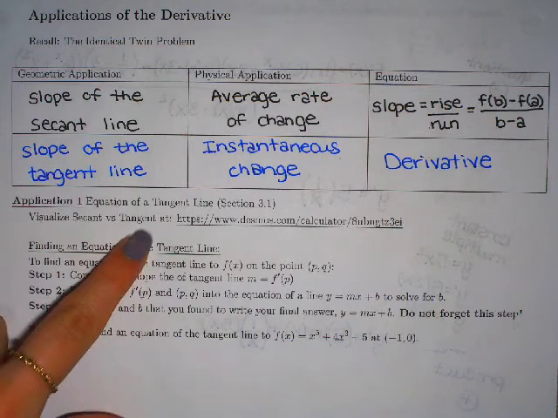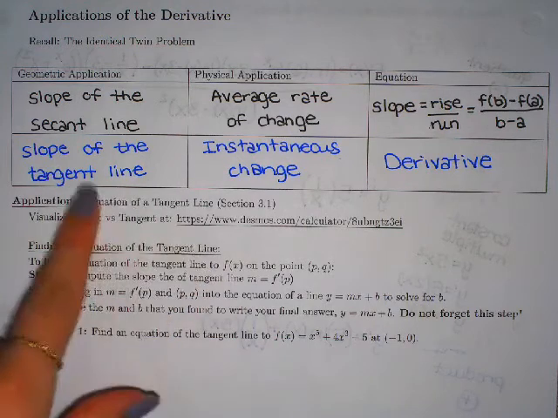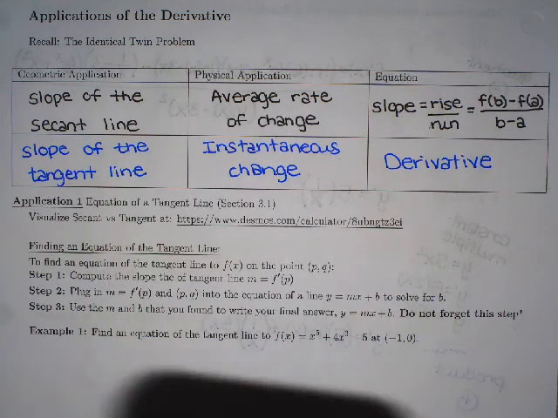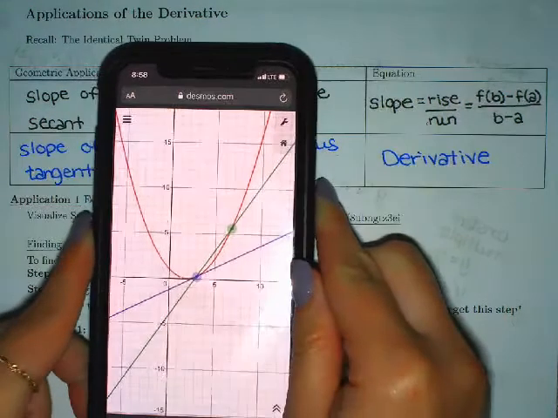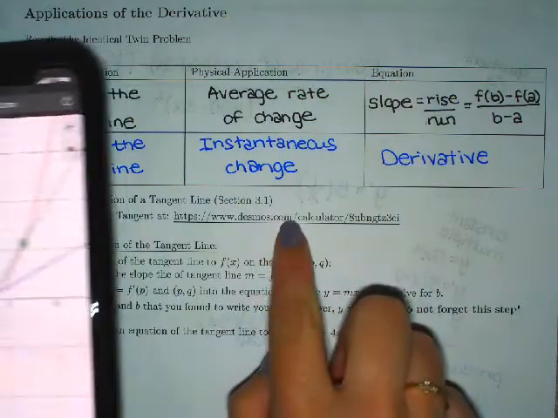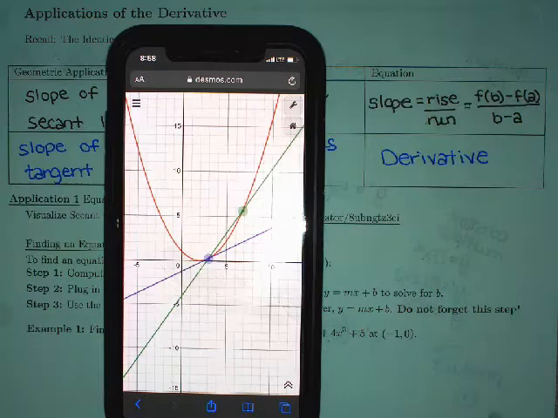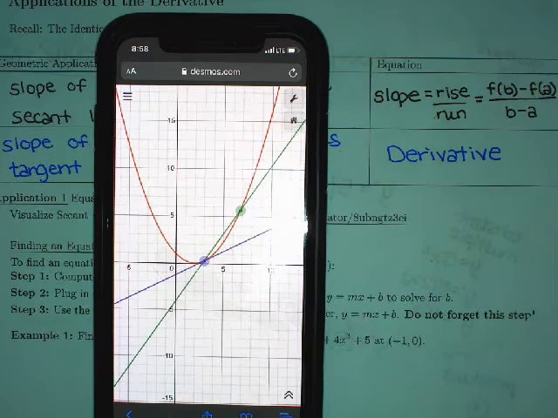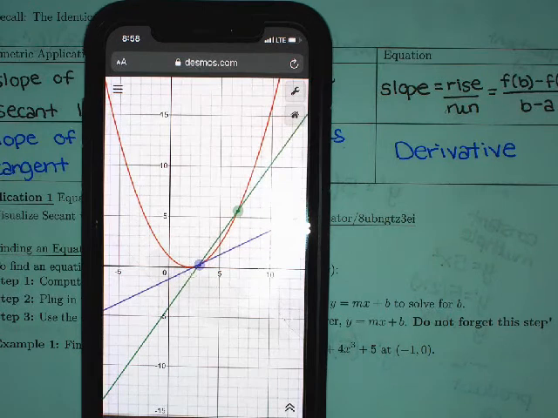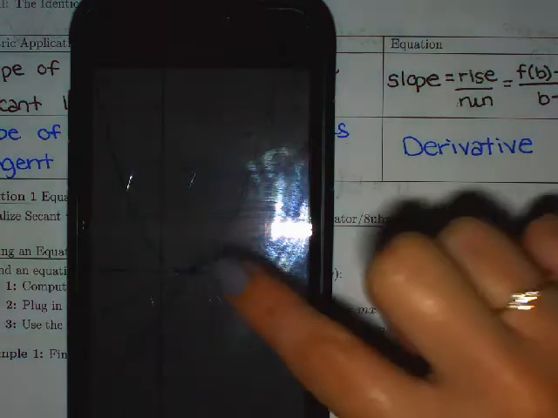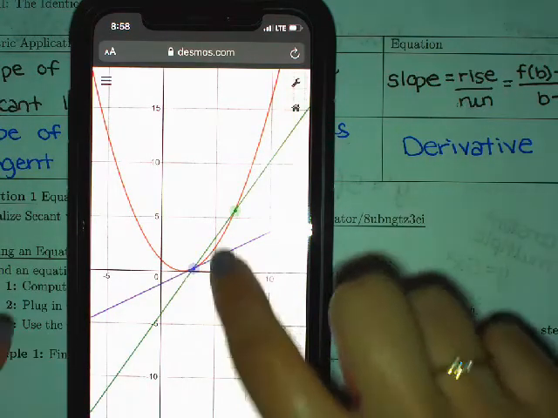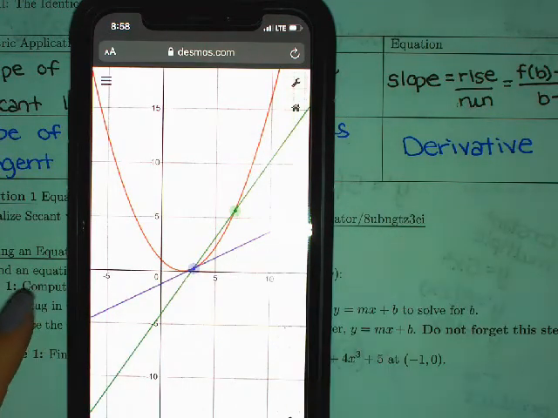One way that we can differentiate between these two is to visualize it, and that's the other reason why we do the tangent line first, because we can look at a picture. So I have this website that's linked here. You can open it up on your computer if you want to, but here's what it looks like. We have a graph, and the green line is the average rate of change, whereas the purple line is the change at an instant.